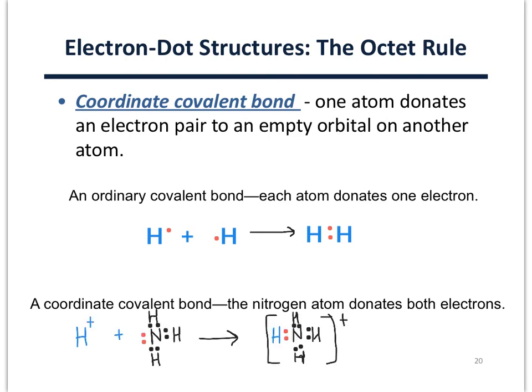In a coordinate covalent bond, 1 atom, nitrogen in this case, donates both electrons to the empty orbital on another atom. The coordinate covalent bond is formed with both electrons having been contributed by the nitrogen and none by the hydrogen.